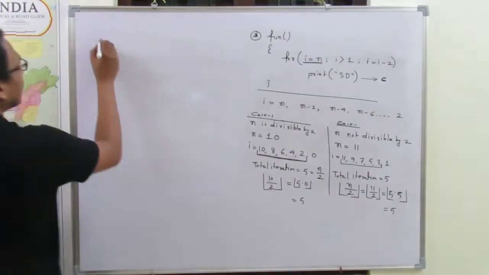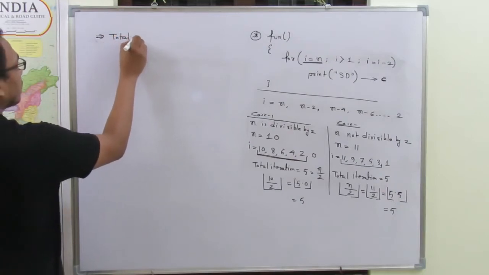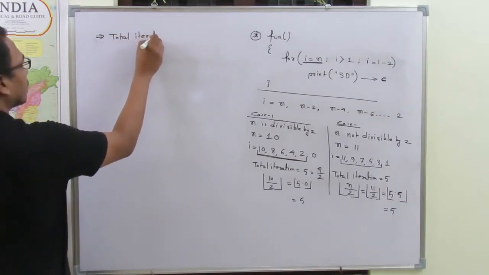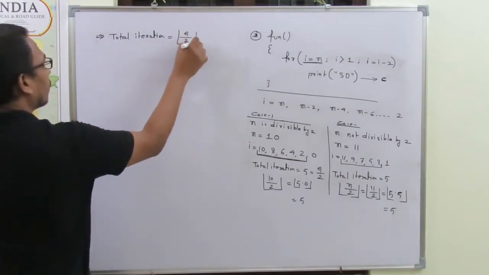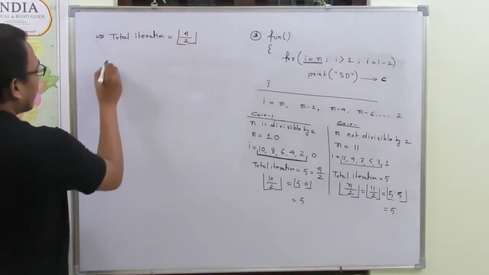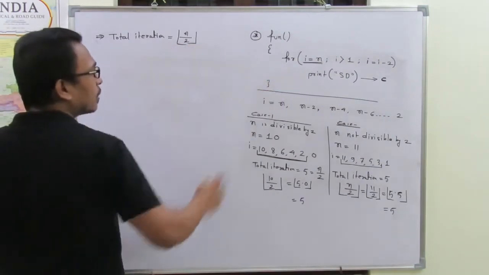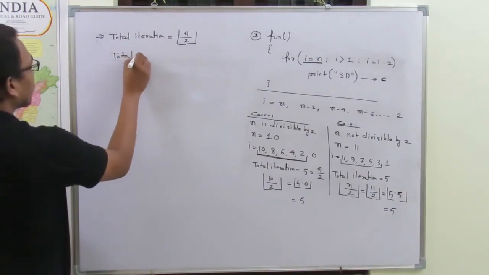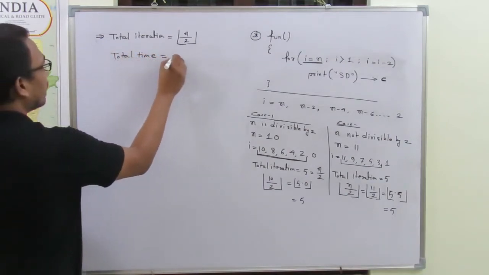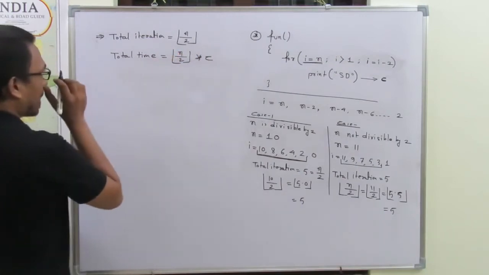So come here and do the next operation, that is total iteration will be n by 2 floor. So total iteration is this one, n by 2 floor, and each iteration will take c time. So total time will be n by 2 floor and c.